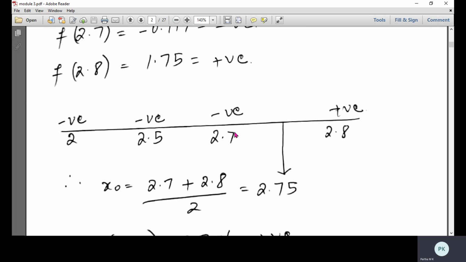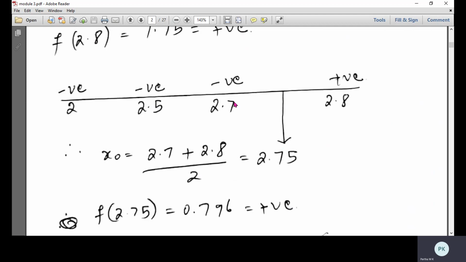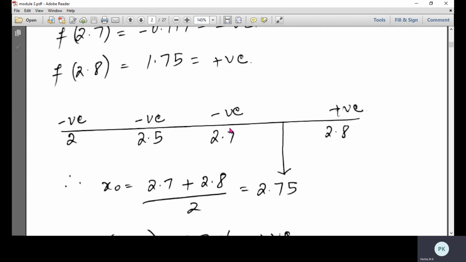For the next step, 2.7 negative you will write. 2.8 positive you will write. You will write 2.75 here and you will write whether it is positive or negative at this point. Observe. For the next step, I am telling you right now, 2.7 negative, this one you will not take. For 2.7 negative, for 2.8 positive. Middle value of 2.7 and 2.8 is 2.75.